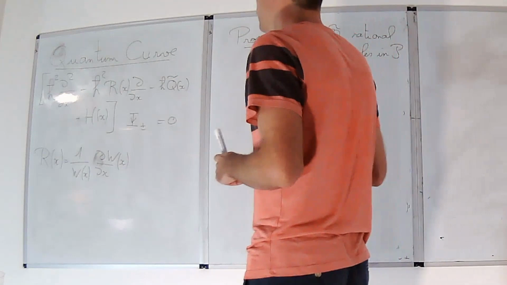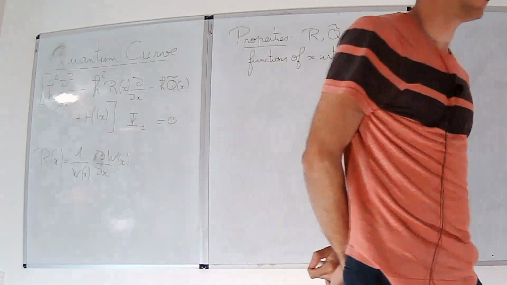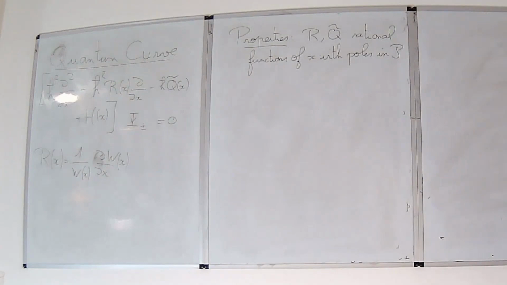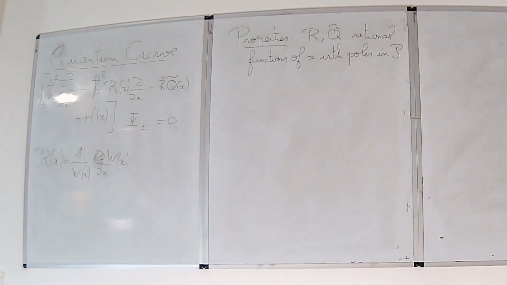And the coefficients of the differential equation are R, Q tilde and H. This term here is just the logarithmic derivative of the Wronskian in X of the solutions. And the expression for Q tilde and H, I gave them this morning. And what we have proved this morning is that they have good properties, in the sense that your quantization, so the quantum curve, has the same singularity structure as your initial spectral curve.